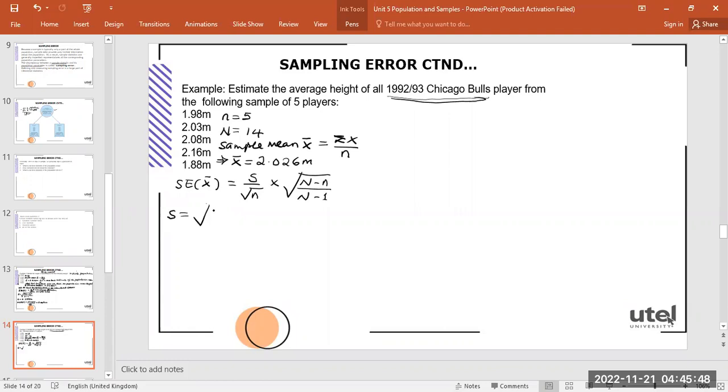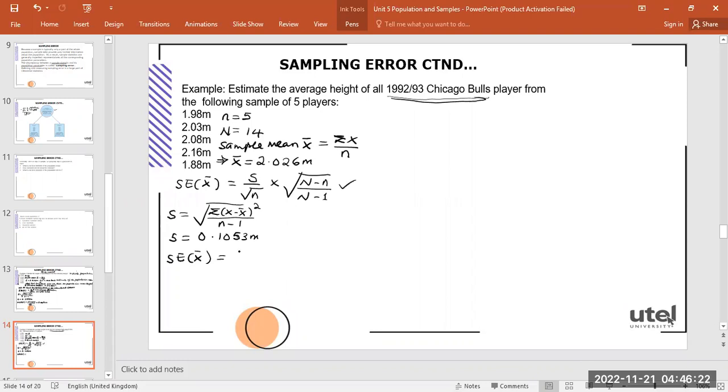Where S, as usual, is our standard deviation, which is also gotten from the square root of the sum of (x minus x bar) squared, all over n minus 1. And if you do the maths, you should find that your standard deviation is equal to 0.1053 meters. Now, our standard error then is going to be equal to, we simply plug all this data into this equation here.